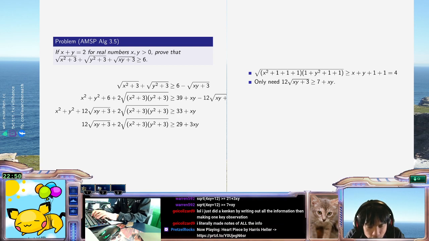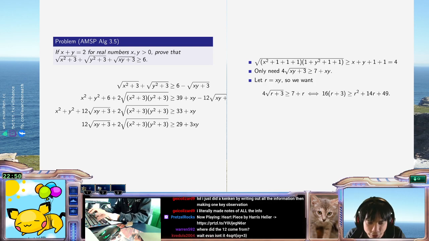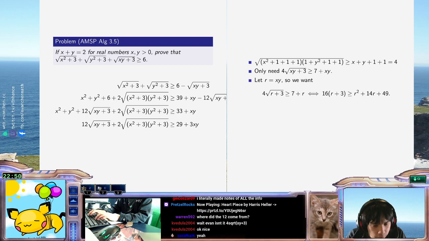Hang on, the inequality is still flipped. This is 4, so 16 r plus 3 is at least r squared plus 14 r plus 49. So we cross our fingers that this is true for all r at most 1, and I hope it is. So this is true if and only if 0 is at least r squared minus 2r plus 1. That's not good.